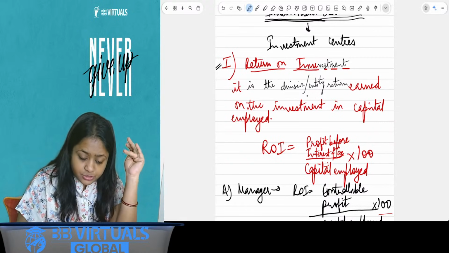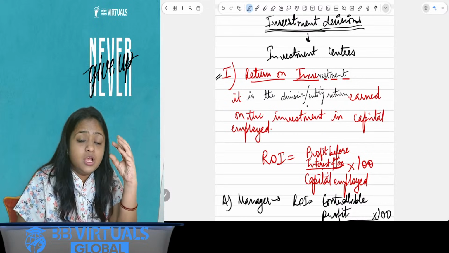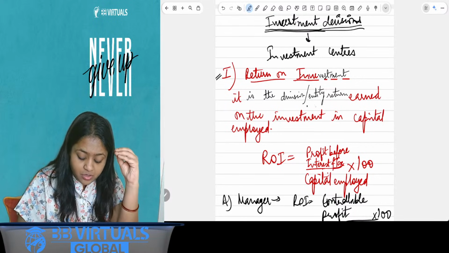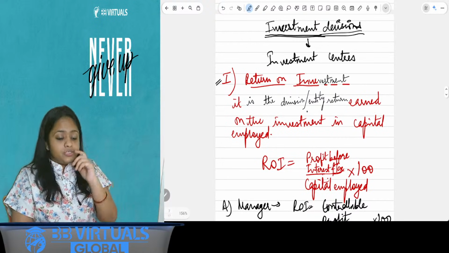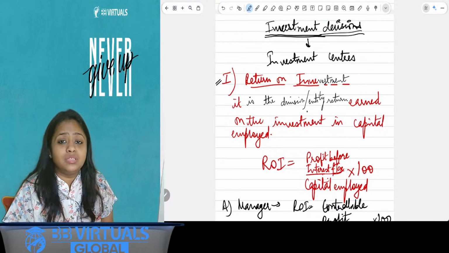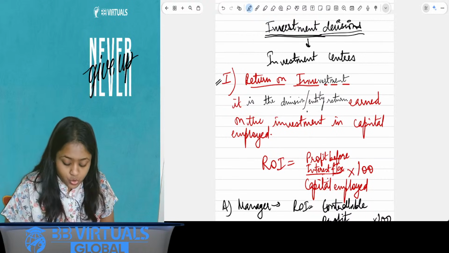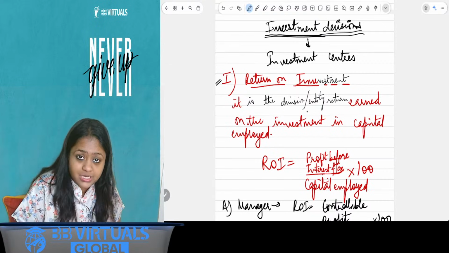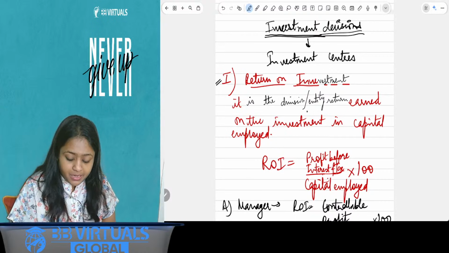So it is the division or the entity. What is the return earned by them? It is the division or entity's return earned on the investment in the capital employed. So here we don't say just the return on capital employed, it's the divisional return on capital employed. So you will take your profit before interest and tax divided by capital employed, capital invested, multiplied by 100.